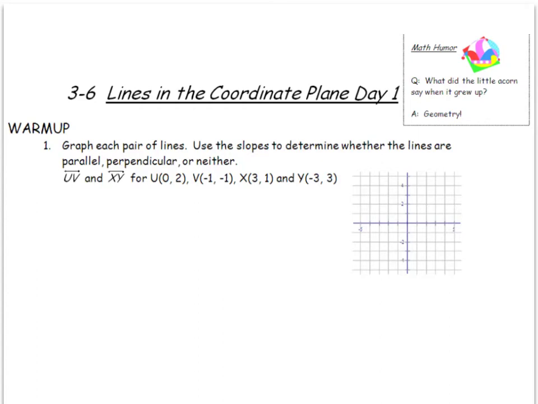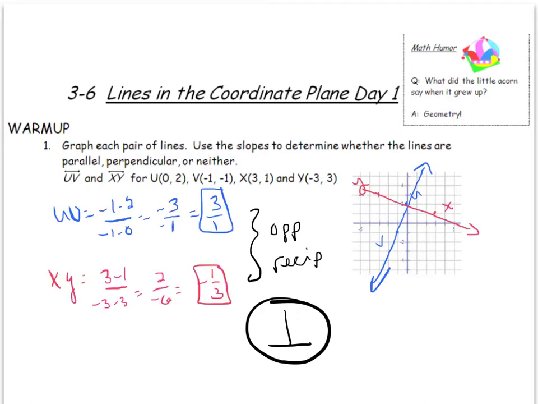Okay, you guys, we're going to start with a warm-up here. I would like for you to go ahead and graph each pair of lines and then use the slopes to tell me whether these lines are parallel, perpendicular, or neither. All right, what you should have noticed is when you graphed UV, you got the slope of 3 over 1.